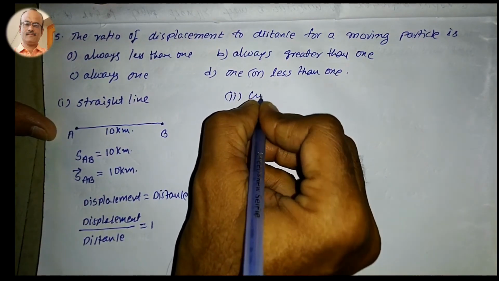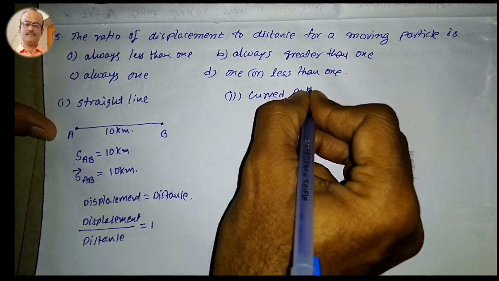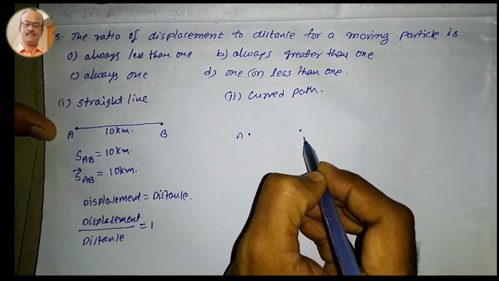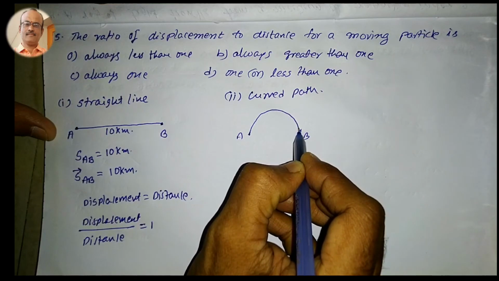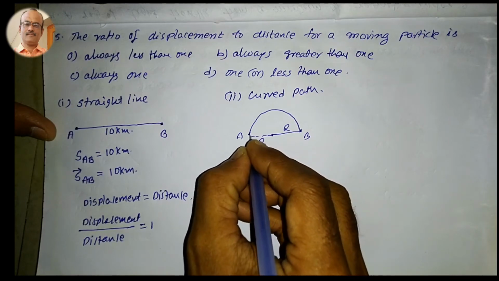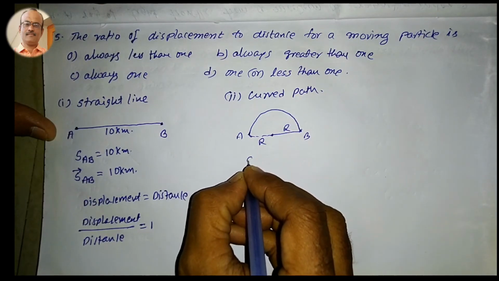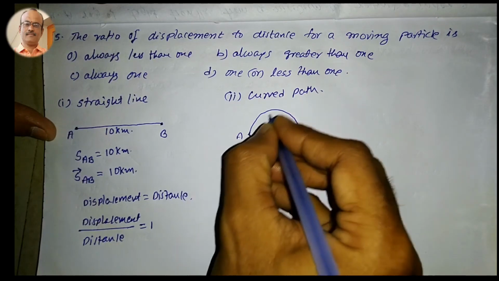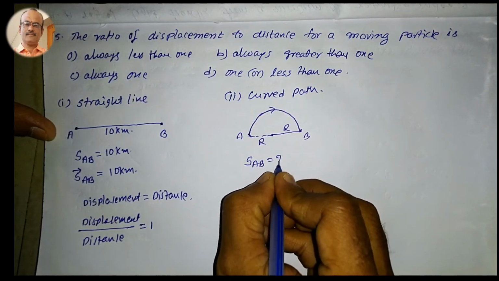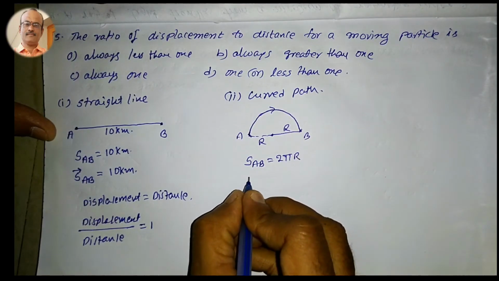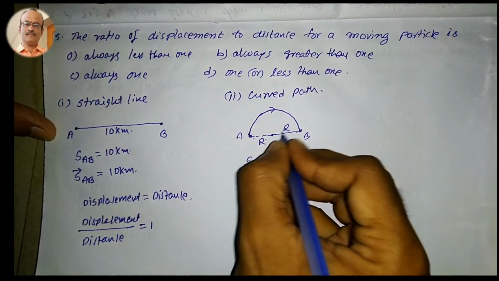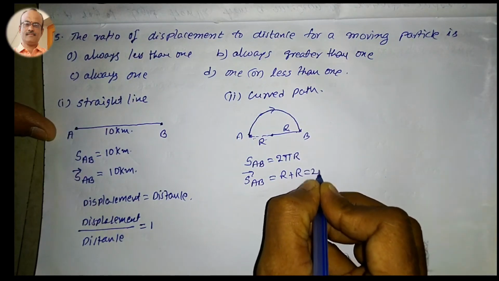Here a curved path. In a curved path, what happens here? This is the point A, this is the point B, this is the curved path. And here this is the radius R. Radius R means this is also R here. Let us consider distance from A to B. A to B means the actual path covered from here to here. Semicircle, that is nothing but pi R. So displacement is nothing but from A to B, from here to here. So R plus R is nothing but 2R.